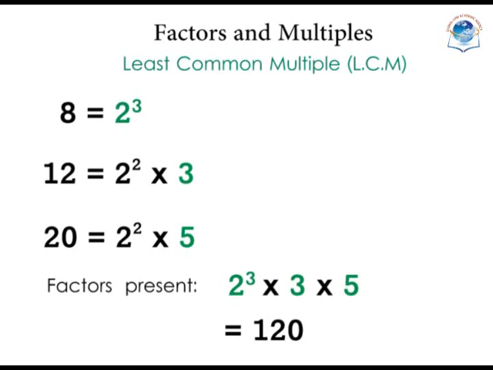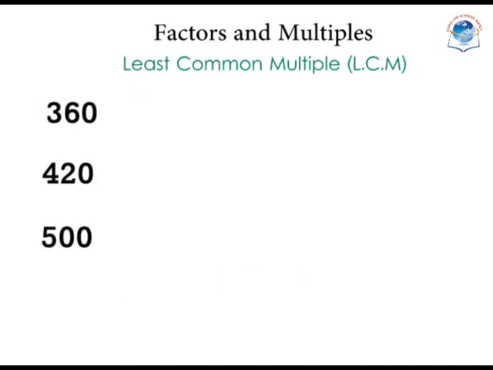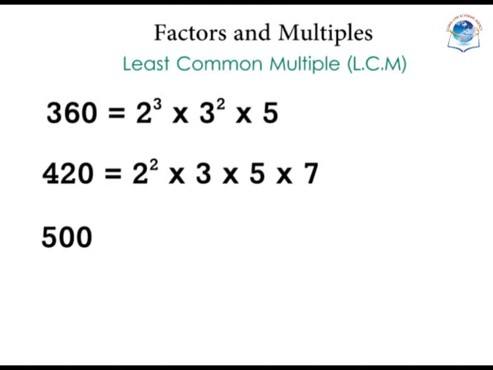So let's work the LCM of 360, 420, and 500. 360 is equal to 2 raised to power 3 times 3 raised to power 2 times 5. 420 is equal to 2 raised to power 2 times 3 times 5 times 7. 500 is equal to 2 raised to power 2 times 5 raised to power 3.